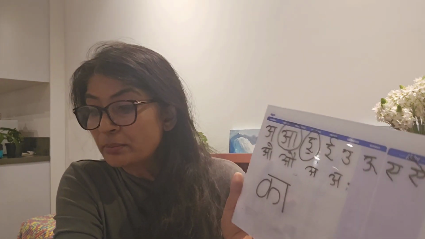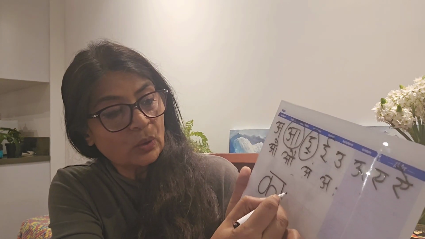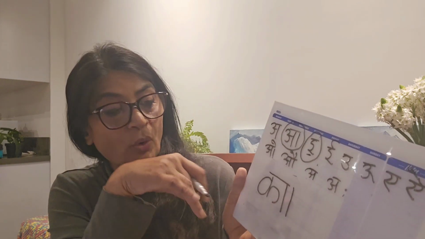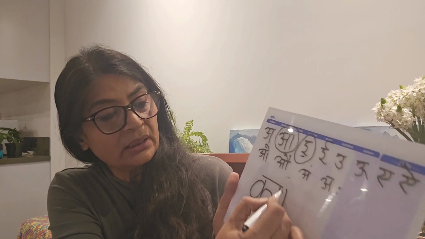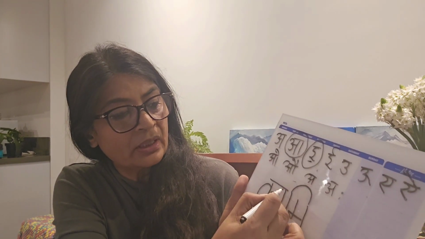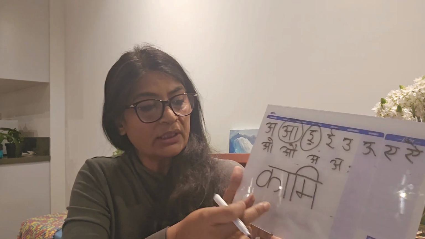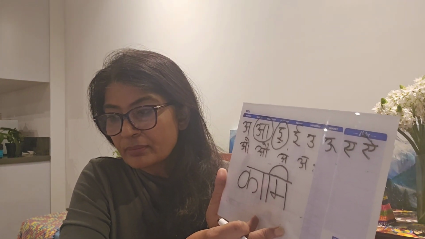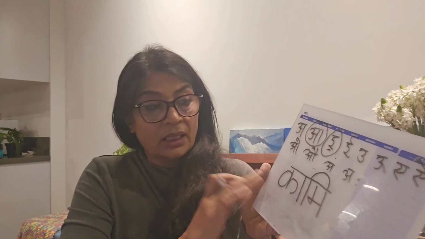Now I want to write me. I know that it has to be before the letter. So I make a line and I make a dome here, and then I write M. So I have got Ka, me.